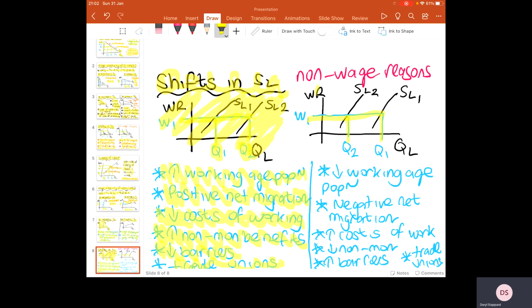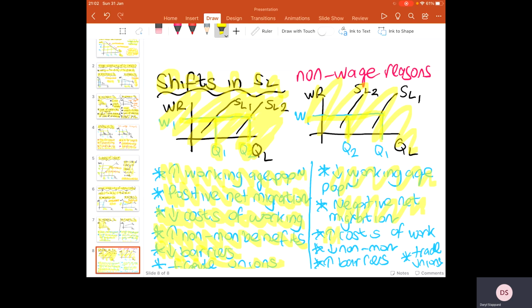Now, in the diagram on the right-hand side, we've got an inward shift in the supply of labour. At the same wage rate, we've now got fewer people willing and able to work in the economy. So this could be driven by a reduction in the working age population. Clearly, if you've got fewer people of working age in your economy, you've got a smaller supply of labour willing and able to work at a given wage rate. It could be driven by negative net migration. So if you've got more people emigrating from your economy than immigrating into it, then again, you're going to get a reduction in working age population. I mean, you've got fewer people willing and able to work.